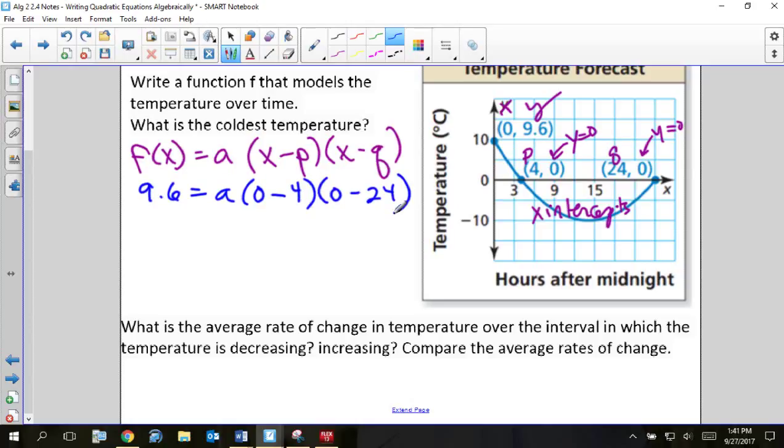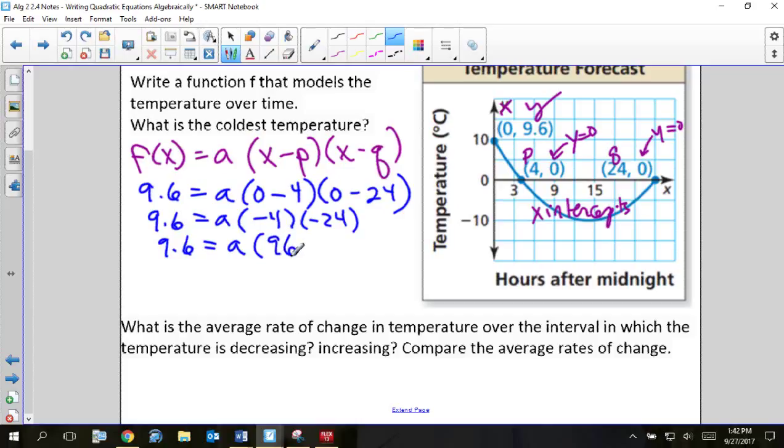Just plugging in x and y, you're plugging in p and q. And we're going to solve for a. So I've got 9.6 equals a multiplied by, 0 minus 4 times 0 minus 24, which is -4 times -24. What is that? It's 96.